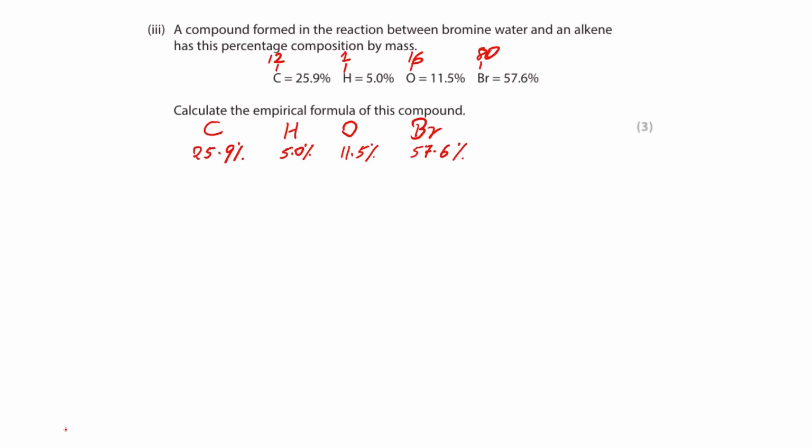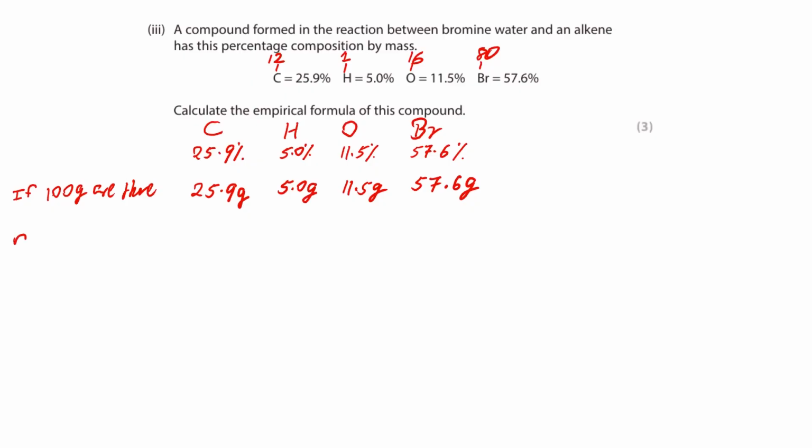So what does this percentage mean? If we have 100 grams, the mass of carbon is 25.9 grams, hydrogen is 5 grams, oxygen is 11.5 grams, and bromine is 57.6 grams. Same as the percentage. Percentage means out of 100, how much? Now we'll find the number of moles.